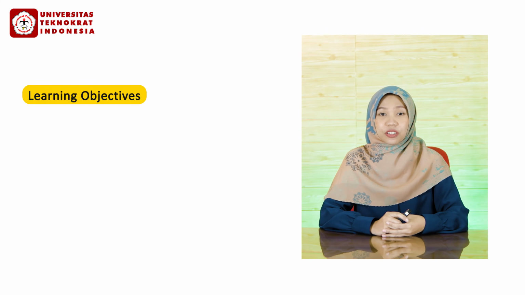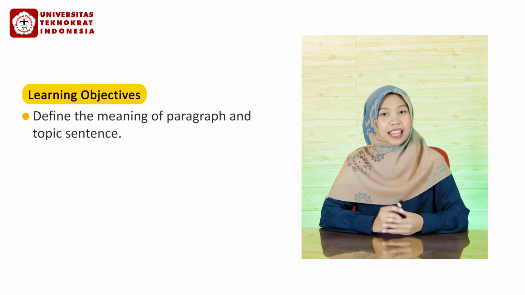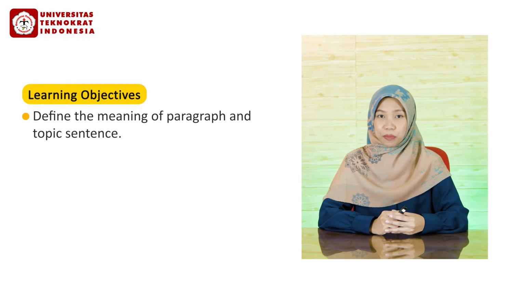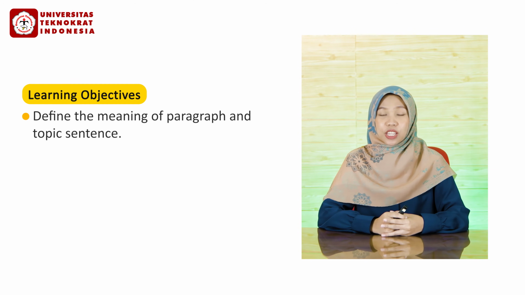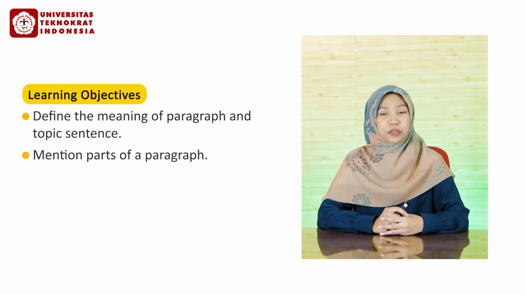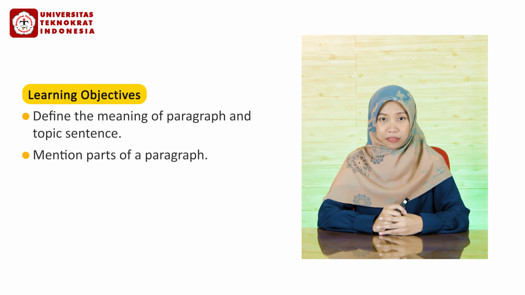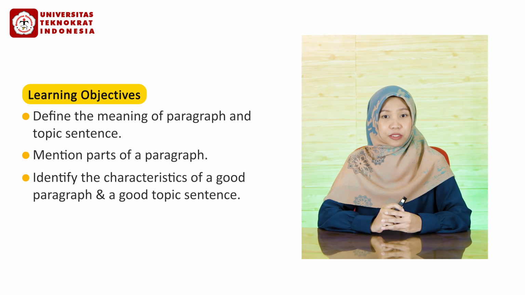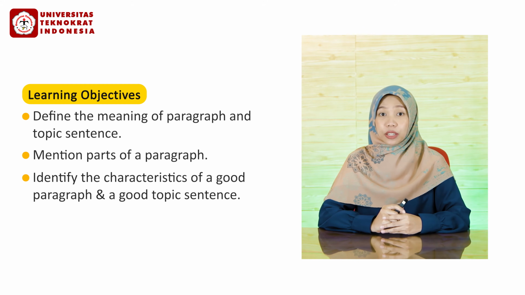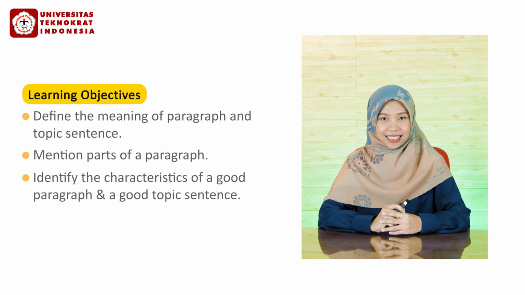So there are several objectives that you need to accomplish in this meeting. The first, students are expected to be able to define the meaning of the paragraph and also topic sentence. And then the second one, students are expected to be able to mention the parts of paragraph. And the last one, students are expected to be able to identify the characteristics of a good paragraph and also a good topic sentence. Now, let's move to the first part of this meeting, the definitions of a paragraph.